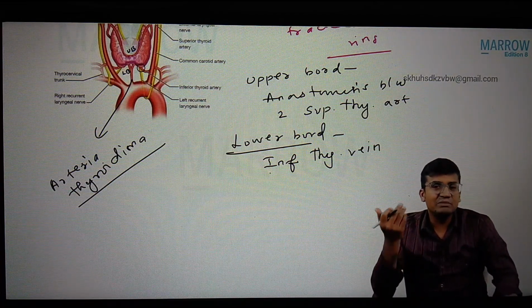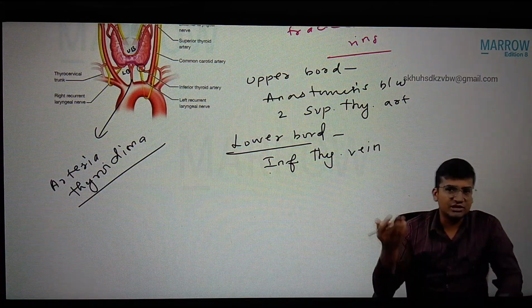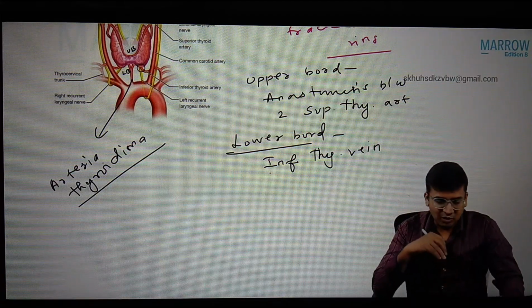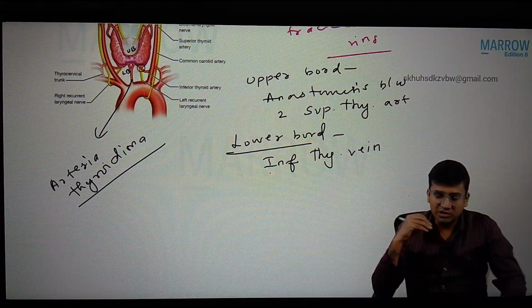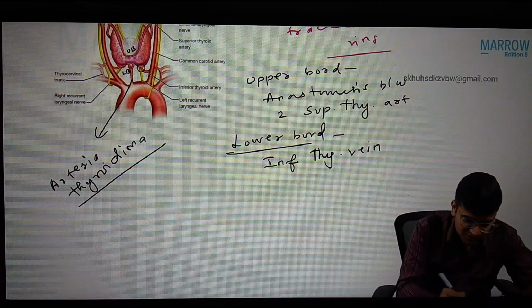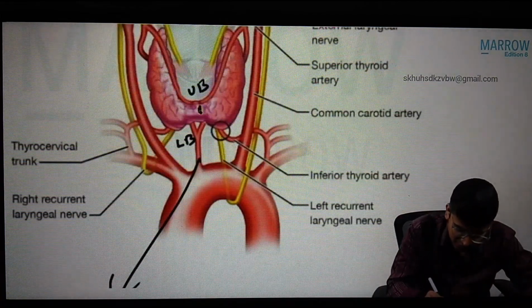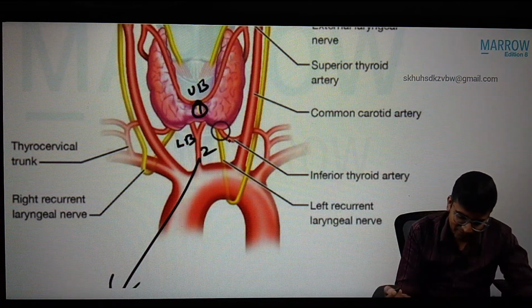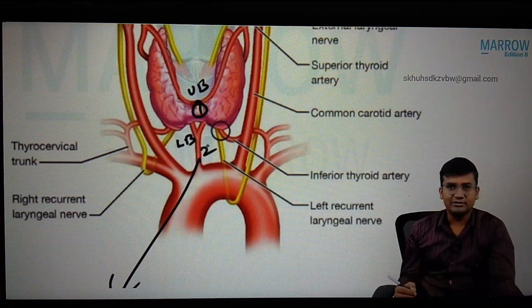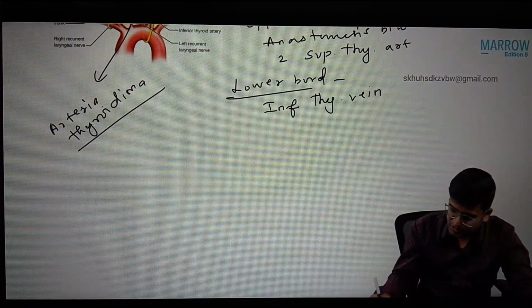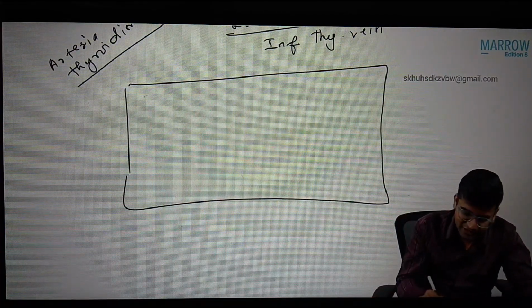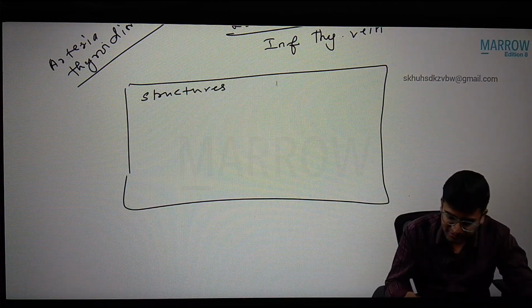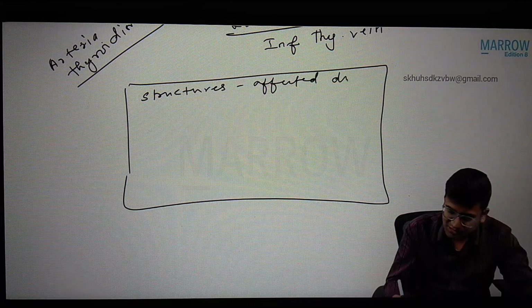Now these structures may get affected during the tracheostomy procedure, where we make an opening in the trachea. What structures may get affected during tracheostomy? Number 1, the isthmus of the thyroid gland. Number 2, arteria thyroidea ima. Number 3, inferior thyroid vein. Okay. So please put one small box and write: structures that may get affected during tracheostomy procedure.